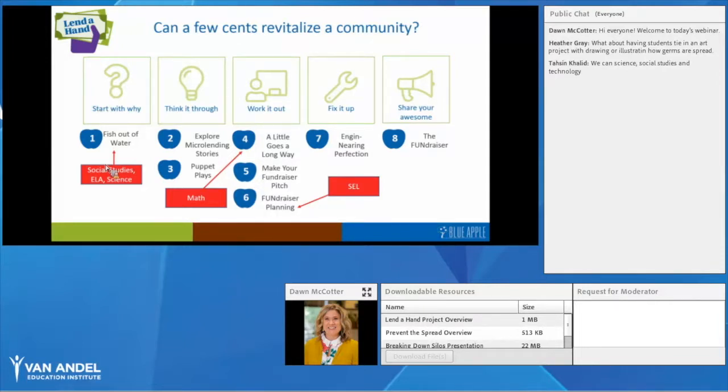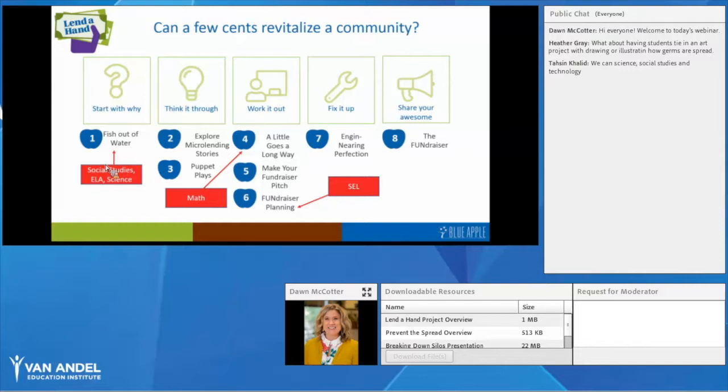And so once they've started to understand what micro-lending is and what it's about, they start thinking it through and exploring micro-lending stories, listening to different stories of micro-lending happening around the world. And from that, they solidify their understanding through puppet plays. So they create these scripts, and they put on these plays to help share their knowledge of micro-lending and its importance. And they share that to other classes in their school or possibly on social media.